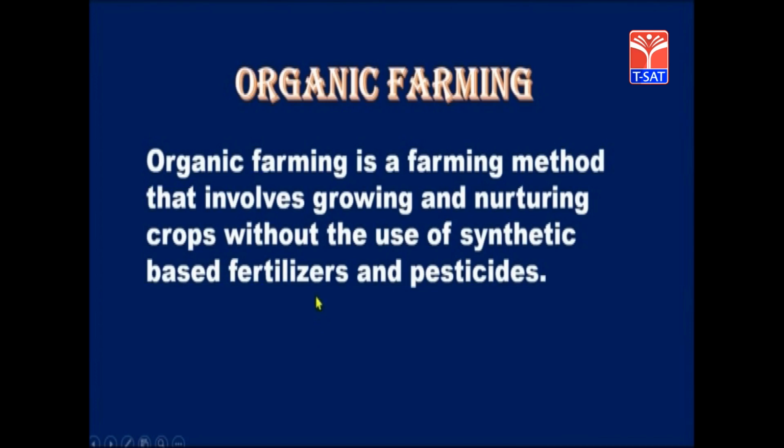What is organic farming? It is a farming method that involves growing and nurturing crops without the use of synthetic-based fertilizers and pesticides. We have seen that due to the increase of chemical fertilizers and pesticides, there has been a lot of damage to the environment. So, to reduce that, the government started organic farming, that is, without the use of fertilizers and pesticides.